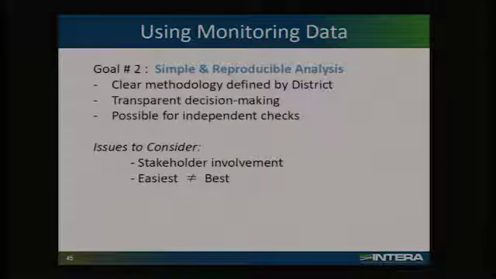And some issues to consider with that are stakeholder involvement and the acknowledgement that the easiest methodology might not always be the best in your particular aquifer or GCD. Indicator wells might be great in some areas where things happen very predictably, and may be extremely biased if you pick them in other areas where stuff isn't as predictable.